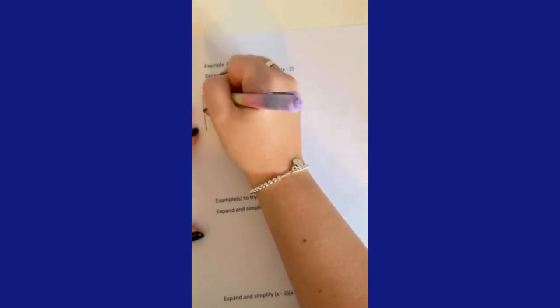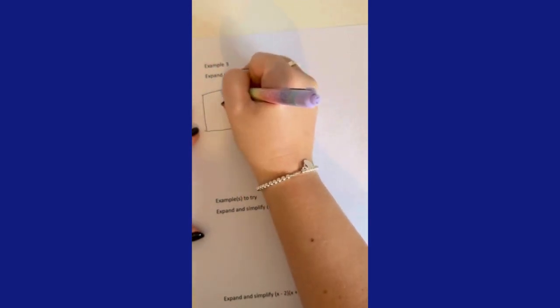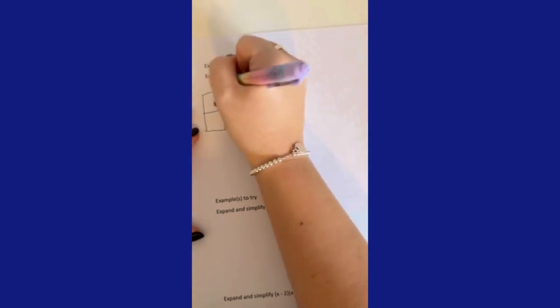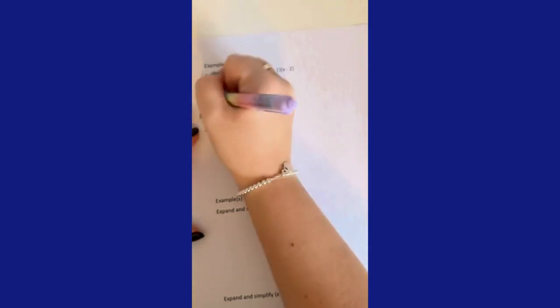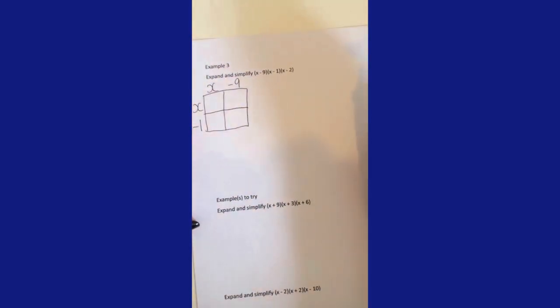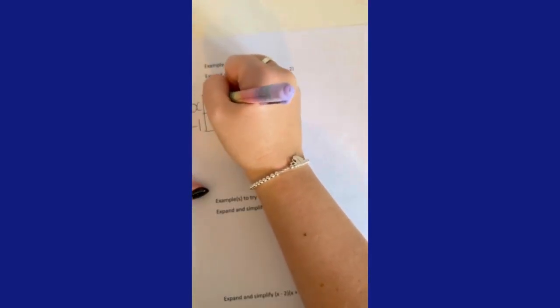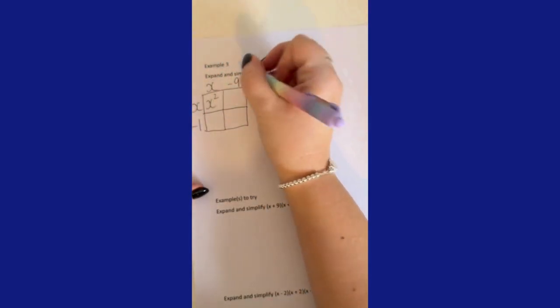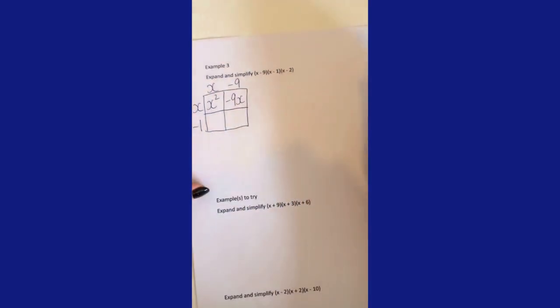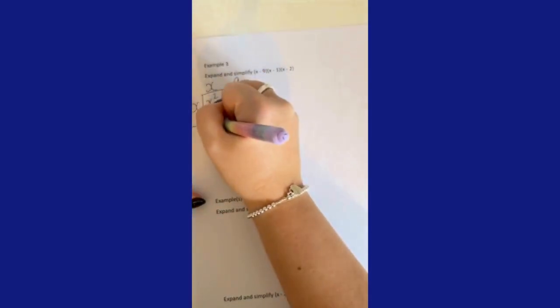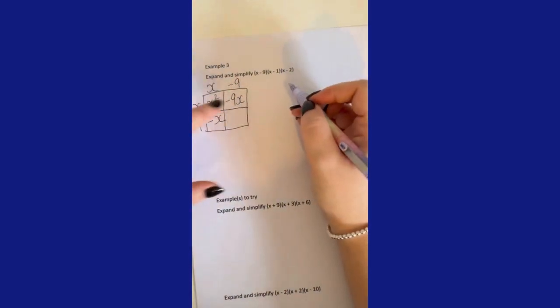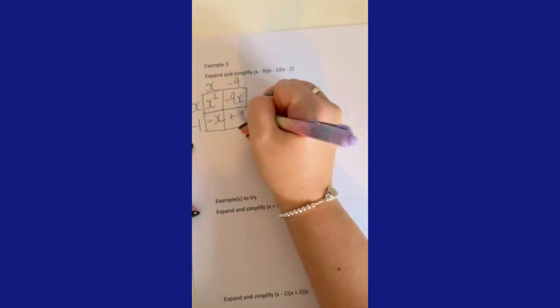Okay, let's have a look at one more example. Expand and simplify x minus 9, x minus 1, and x minus 2. So again, we start off with our 2 by 2 grid to expand our first two brackets. We're going to do x minus 9, and we're going to do x minus 1. X times by x gets me x squared. X times by minus 9 gets me minus 9x. X times by minus 1 gets me minus x. And minus 9 times by minus 1 gets me plus 9.